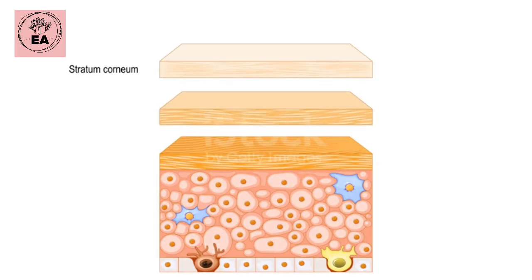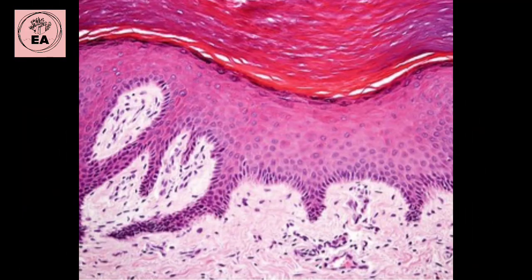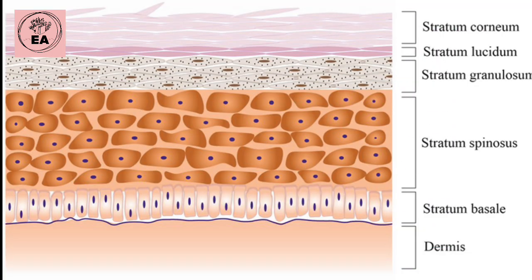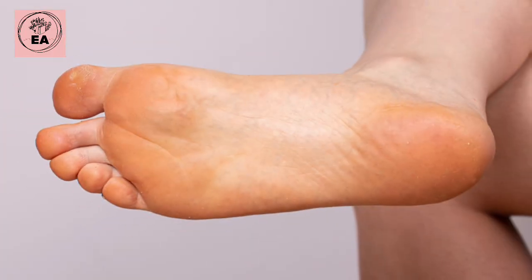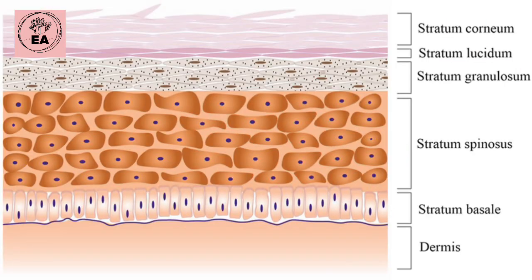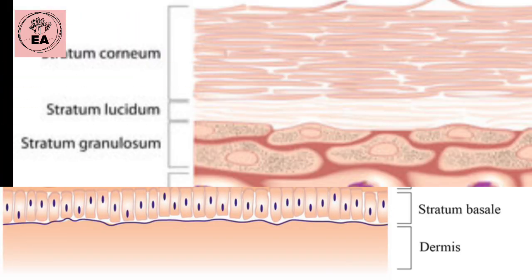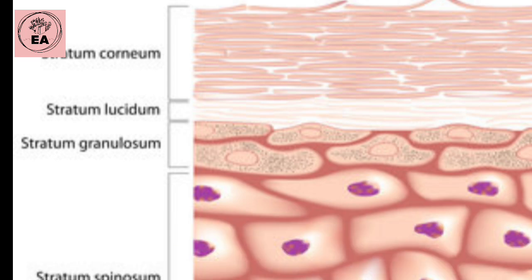Then stratum lucidum. It is a clear layer that consists of small transparent cells through which light can pass. It is readily seen by light microscope only in areas of thick skin, which are found on the palm of the hand and sole of the feet. The thickness of the lucidum is controlled by the rate of mitosis of the epidermis cells. It is located between the stratum granulosum and stratum corneum.